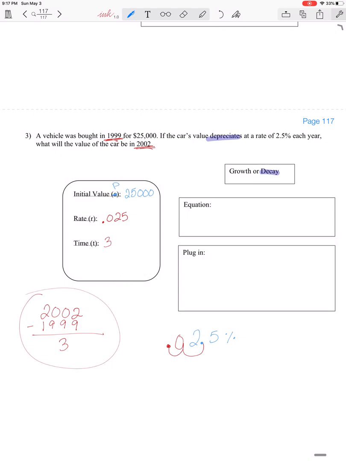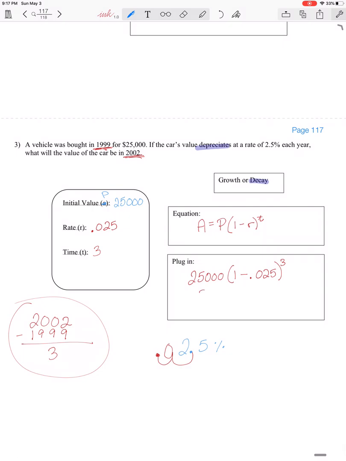All right, so we know the equation we're using, the decay equation, which you can see on your paper, is P parentheses 1 minus R to the T power. All you have to do is plug into that. So we have 25,000, 1 minus, the rate is 0.025, and T is 3. So we're just going to type that into the calculator. And we end up with 23171.48438.